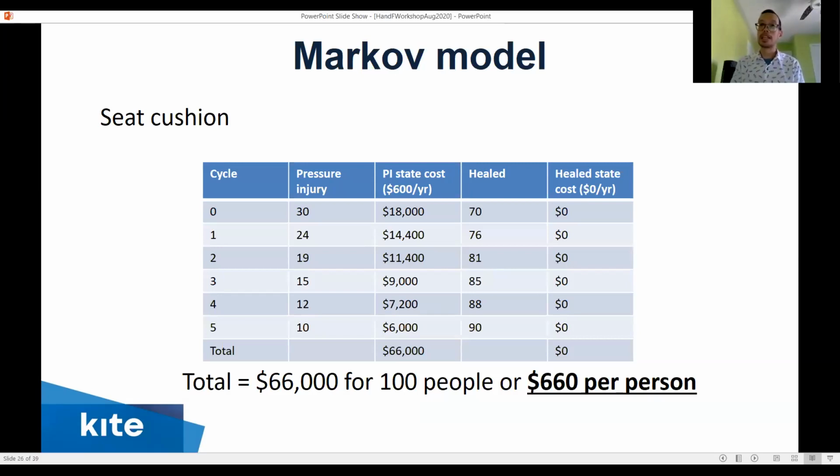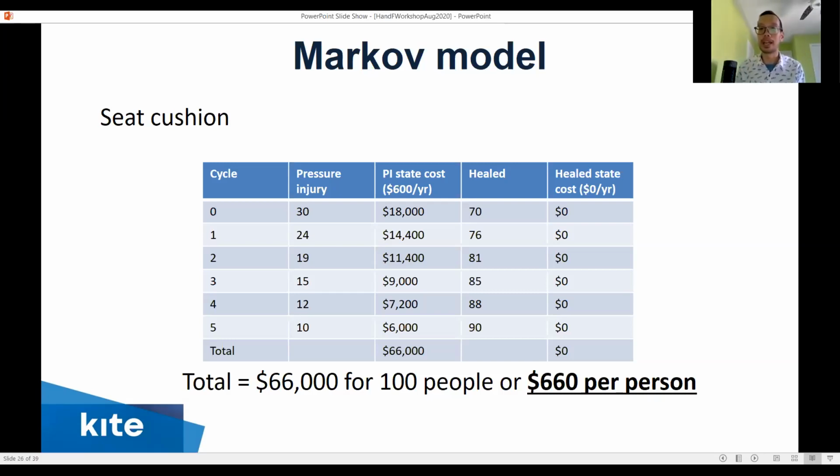Now, of course, this Markov model could be a bit more complex. Maybe people in the healed health state also have healthcare use, and so there will be a cost associated with that, and you would sum that as well and sum the total. But we're going to keep it simple. We're going to say it's $0 per year in the healed state, and only people in the pressure injury state have a cost. And so it costs $66,000 for 100 people.